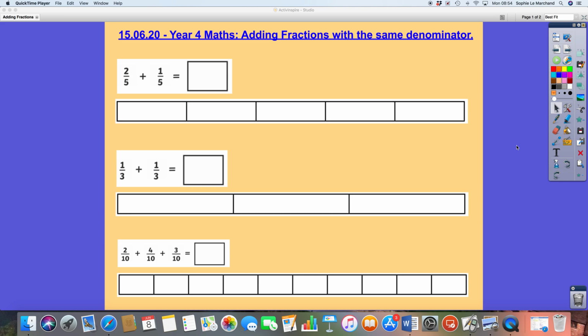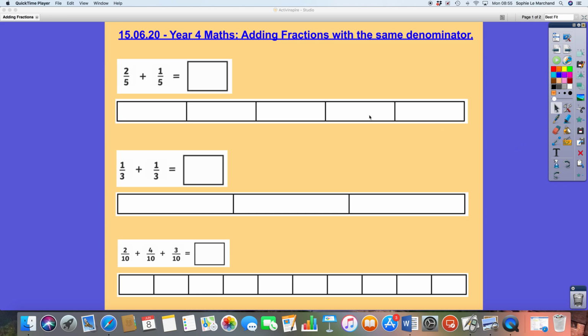It's Monday morning and in maths this week we're going to be continuing with learning about fractions, and today we're going to be learning how to add fractions with the same denominator. And I'm going to go through some examples with you now and then you're going to have a go yourselves.